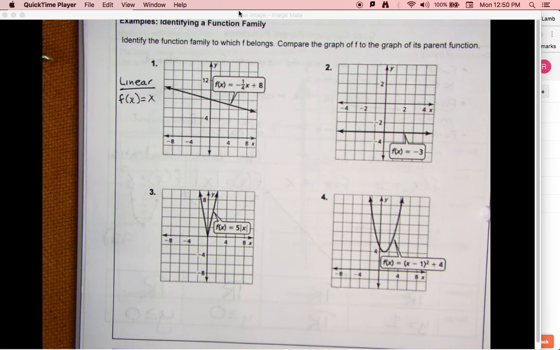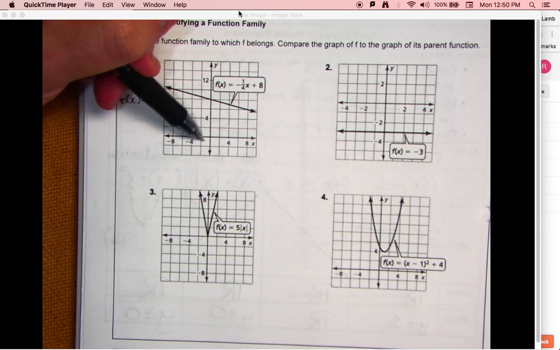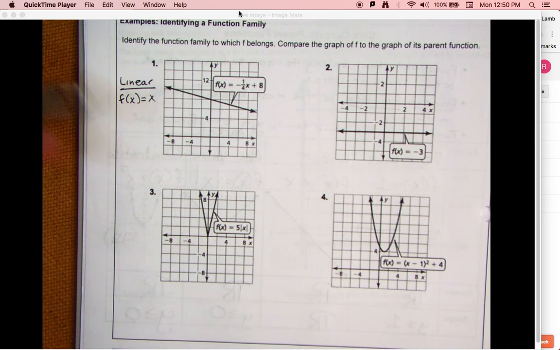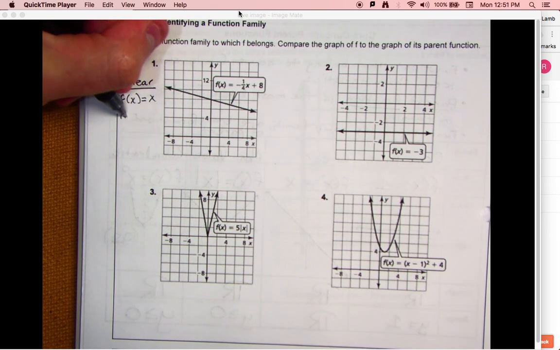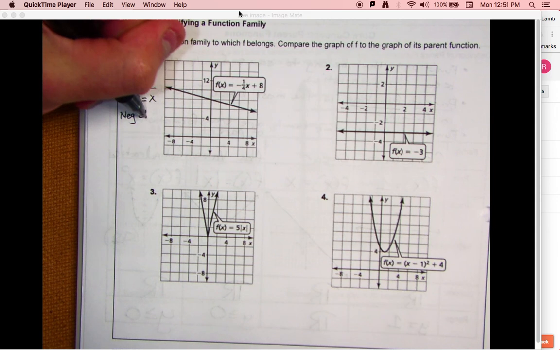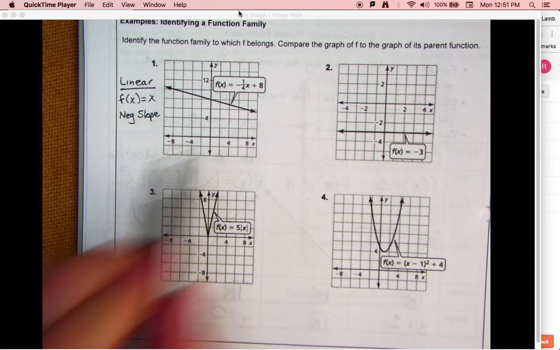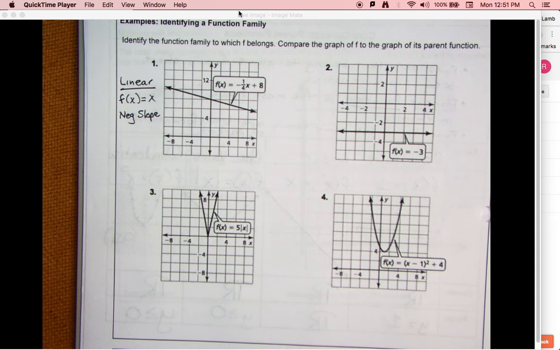Okay? All right, now think about the f of x equals x function. Remember, it went up at a 45-degree angle like this. So what's different about this one? First of all, it has a negative slope. Okay, so it goes down. All right. It's less steep. It's not at a 45-degree angle.